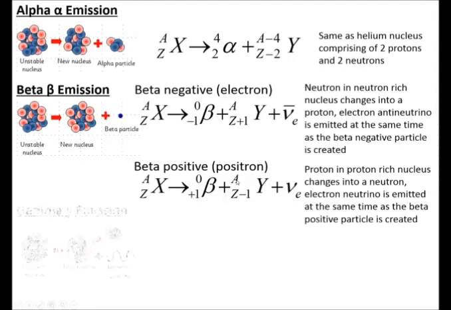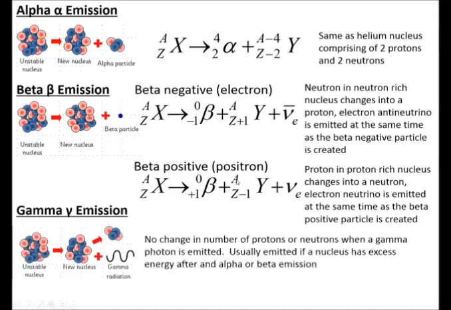And then finally a gamma emission. There is no equation because there's no change at all. This is just where an excited nucleus effectively calms down or relaxes by releasing gamma radiation, and very often the gamma radiation comes as part of an alpha or a beta emission.